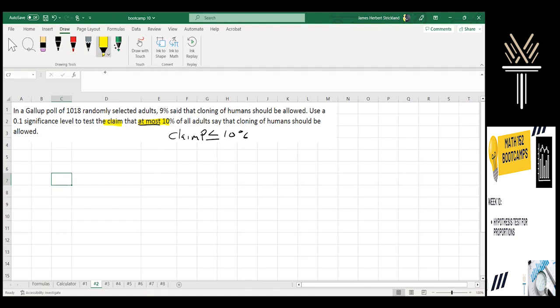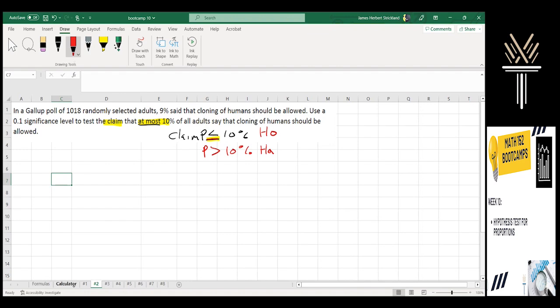Now that we have our claim written down, do we claim the null statement or the alternative? Well, it has equality, and only one of them is allowed to have any kind of equality, and that's the null hypothesis. So the null hypothesis must be the claim because it has this equality part to it. That makes the alternative the complement, which is going to be greater than 10%.